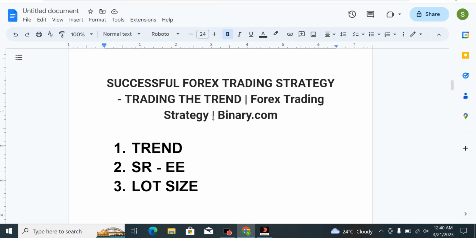So quickly, let's go straight into what we have right here. Like I said, we'll be looking at a successful forex trading strategy, trading the trend. That is what we are focusing on. The trend can either be an uptrend or a downtrend. It all depends on the market. But we need to understand the direction of the market. The trend has to do with the direction of the market. We need to understand this direction of the market before we jump into the trade.